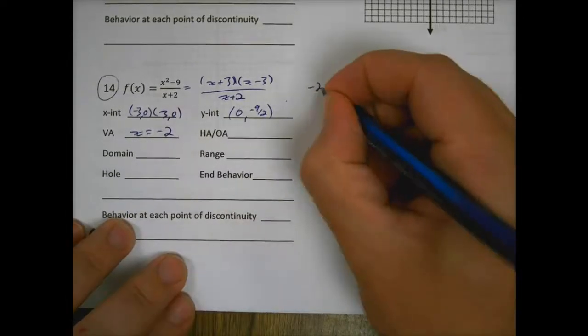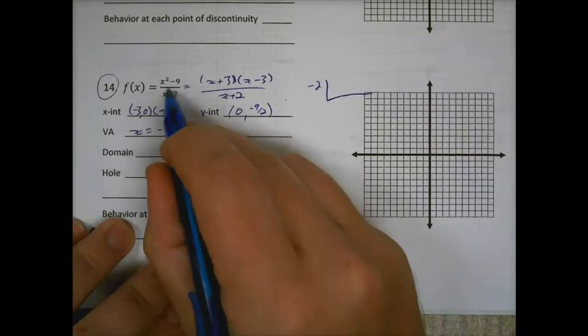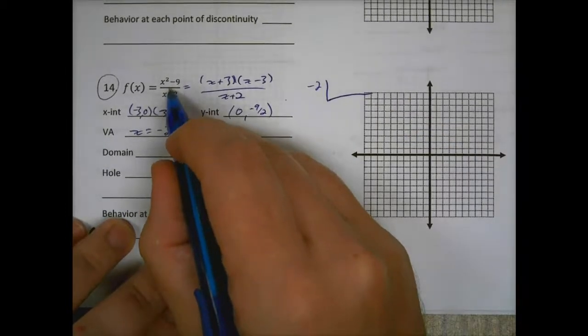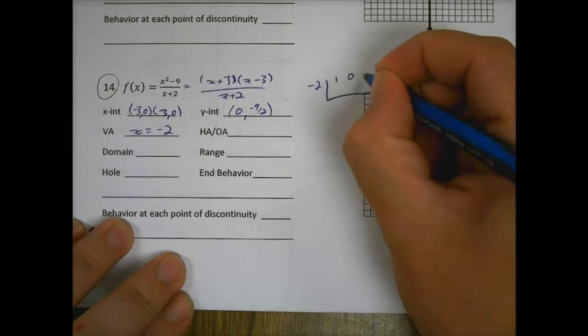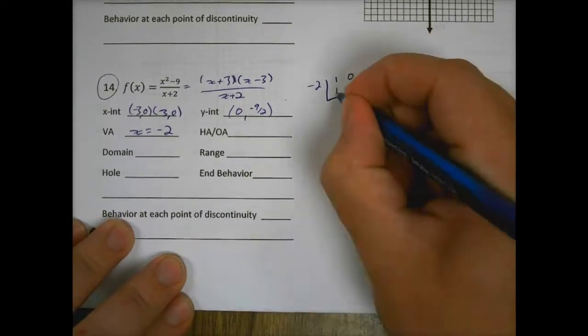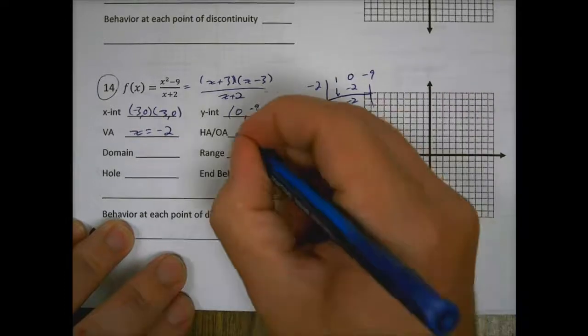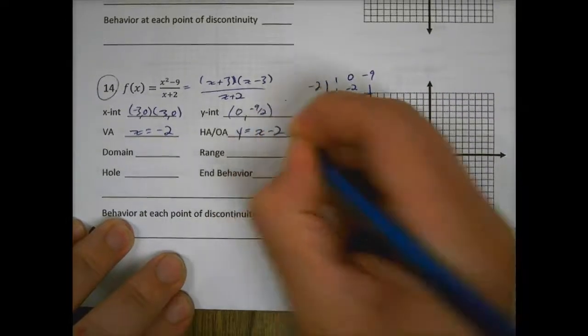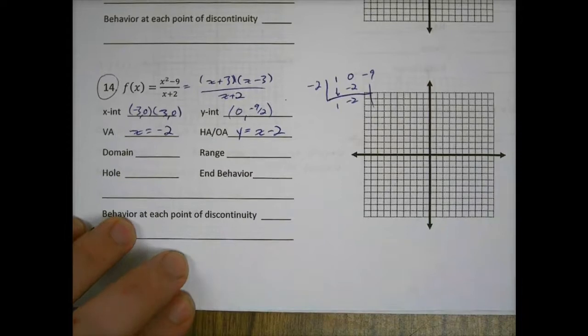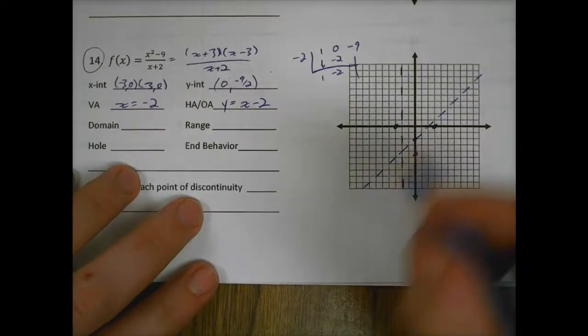So when I do my division, please remember, notice there's not an x here. So make sure you have 1, 0, and then -9. So we can carry down the 1, -2, -2. The rest doesn't even matter. So we have y equals x minus 2. All right, so now I'll throw that all on the graph real quick. All right, and there's everything on my graph.